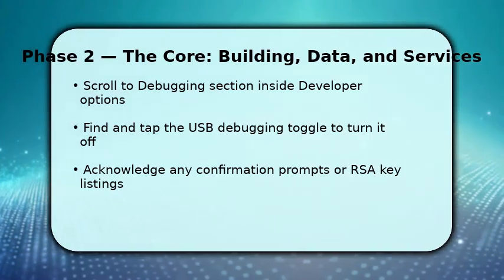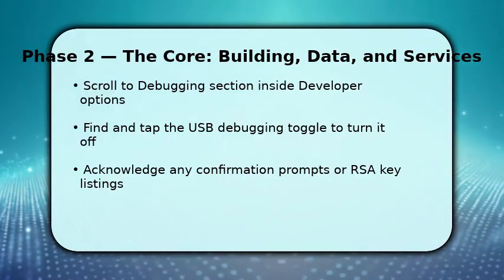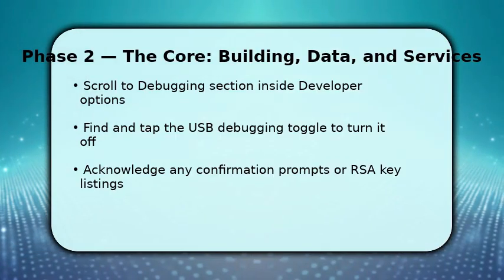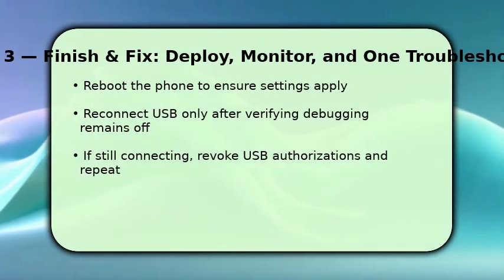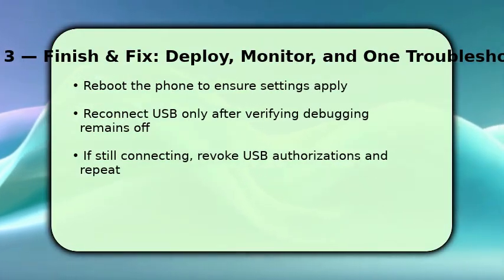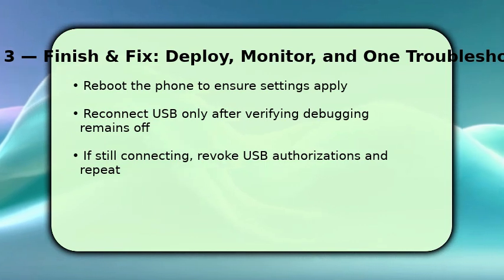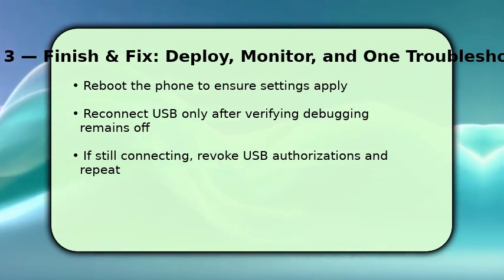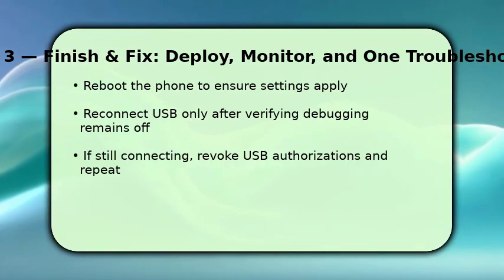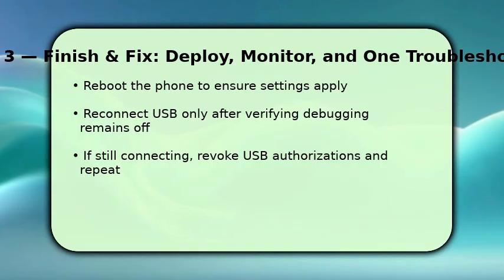Make sure no apps require debugging right now, because they'll finish by rebooting the device. This ensures the change is fully applied. After restart, verify that USB debugging remains off in Developer Options. If you must connect via USB, plug in only to check. The computer should not see ADB access without re-enabling debugging.